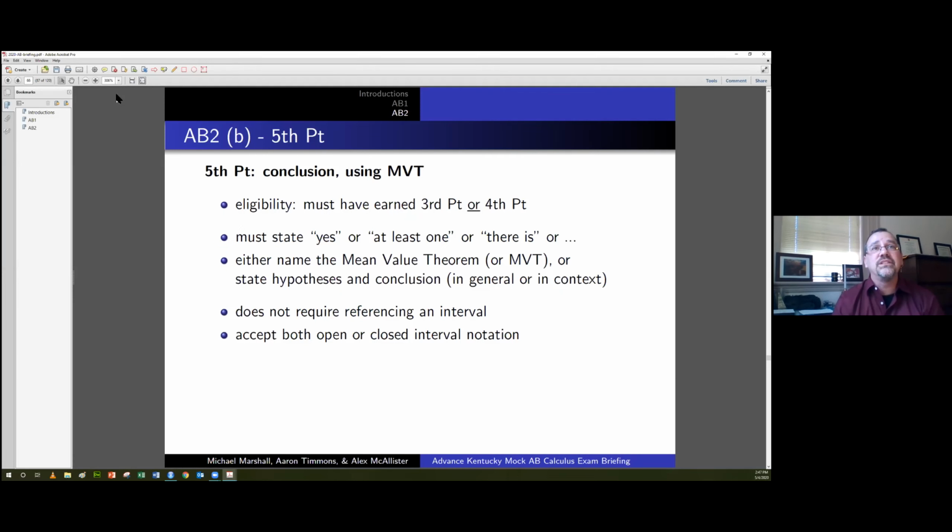Okay, and the fifth point, conclusion using the mean value theorem, we're going to ask them to have earned one of the two preceding points. Both of those are connected to the hypotheses of the mean value theorem. We're going to ask them to have earned at least one of those two. They have to state yes, or at least one, or there is, something to confirm their answer. And they either need to name the mean value theorem, or they can state hypotheses and conclusions. They can do this in general, or they can do it in the context. And again, we're going to allow them to not reference the interval here to earn this point.